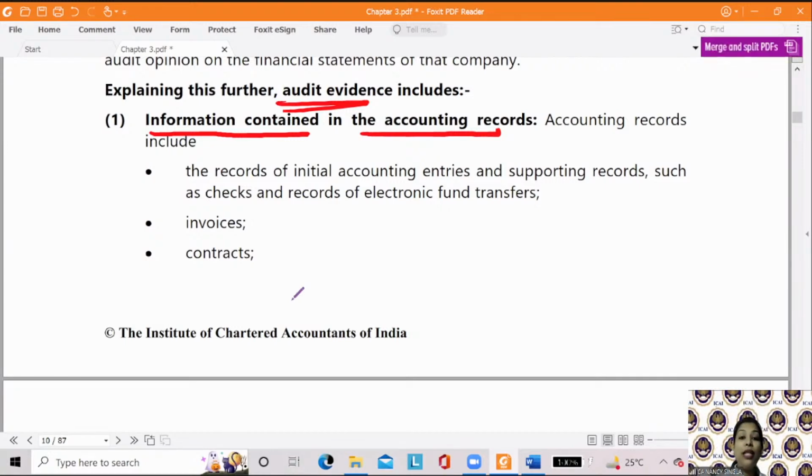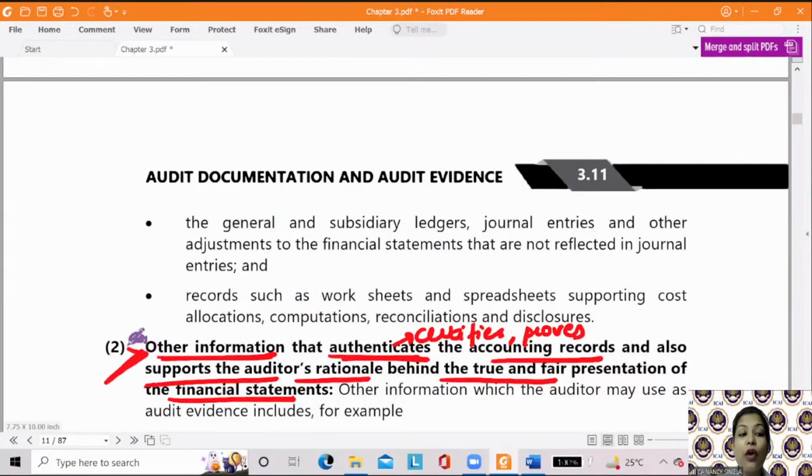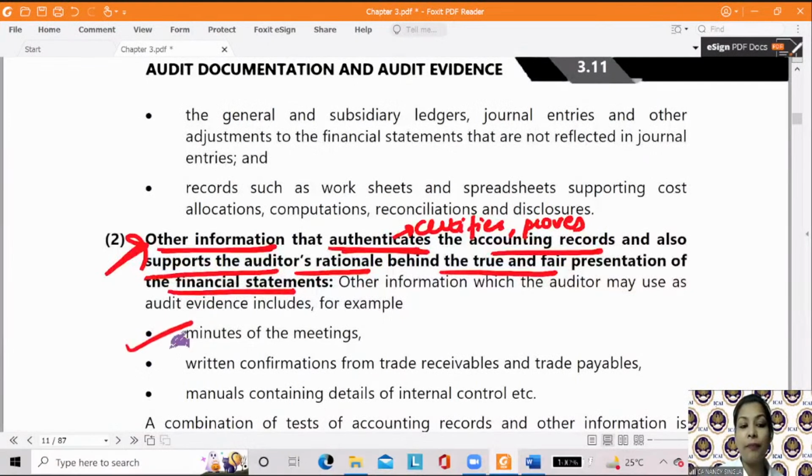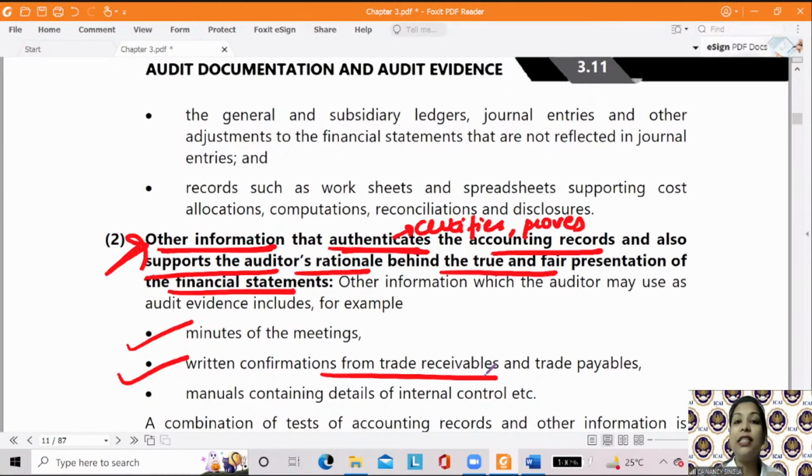Okay? So the minutes of the meeting as such are not part of the accounting records. These are other information that authenticates the accounting records. कि जो accounts में आ रहा है वो ठीक है या नहीं, उसका proof है ना. For example, minutes of the meeting, written confirmation, जो मैंने external confirmation client से लिया, so as such, is it a part of the financial statements or the accounting records? No, but it is authenticating the accounting record. कि debtor सामने वाला पार्टी भी क्या कह रहा है, 5 lakhs का ही balance है, book में भी 5 lakhs ही आ रहा है, right? So this is other information that authenticates, certifies or proves the accounting record and supports the auditor's rationale behind the true and fair presentation of financial statement.